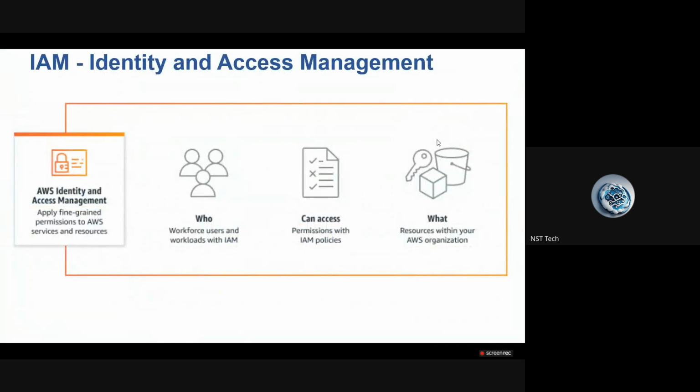Next, you can observe what exactly we are going to do using IAM. The first thing is who. Who means exactly which users can access the AWS account. Who is the accessor, who is the user that should access the AWS account. You will decide that first.